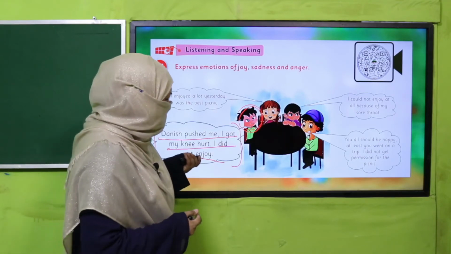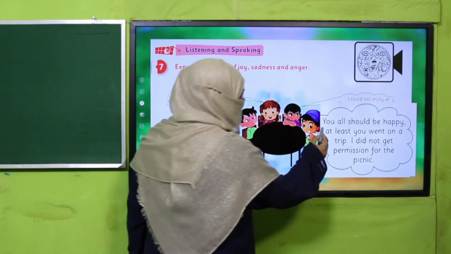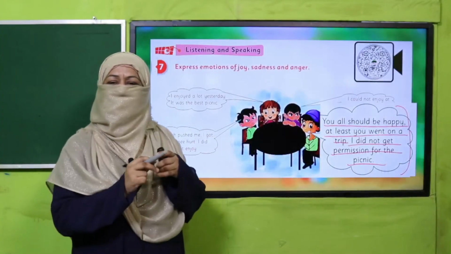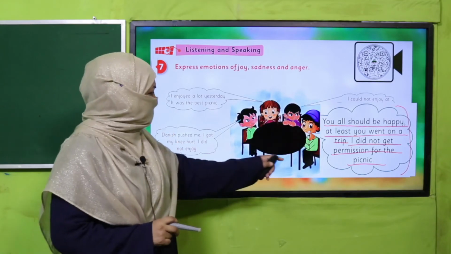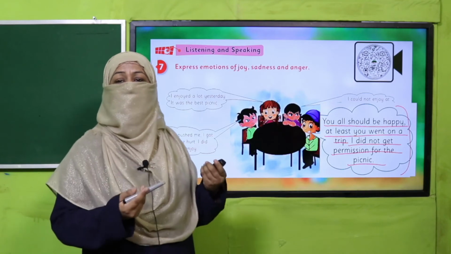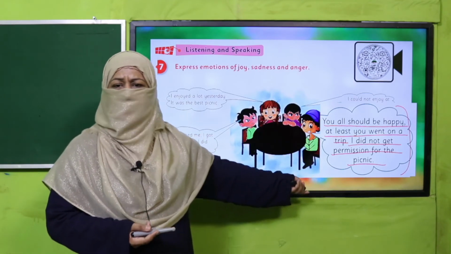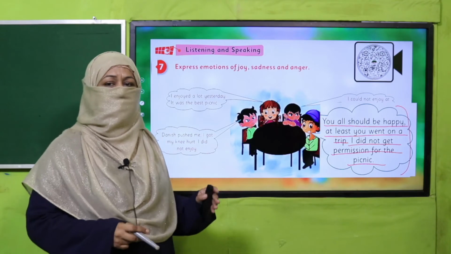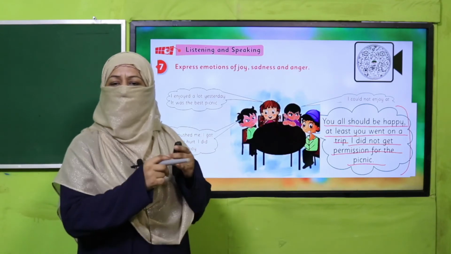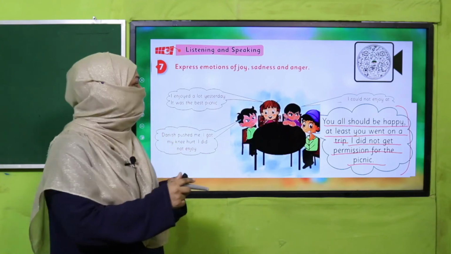And look at the fourth child, what he is saying. He's saying, you all should be happy. At least you went on a trip. I did not get permission for the picnic. Oh my God. This is how in every situation, there is a reason for us to be happy. So he's saying, at least you went on the trip. You enjoyed over there. You explored something new. But I could not join you. I could not get permission. So this is how, while sitting in a group, you can express your emotions of joy, sadness, and anger.